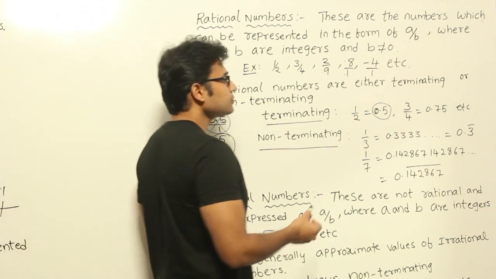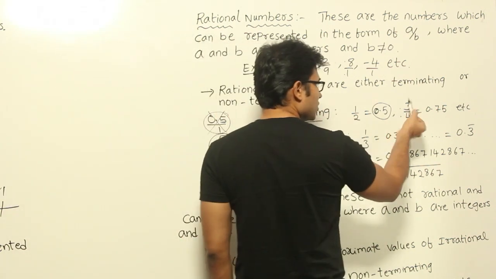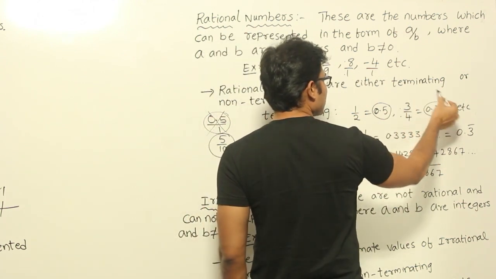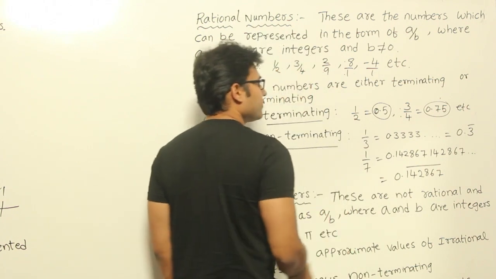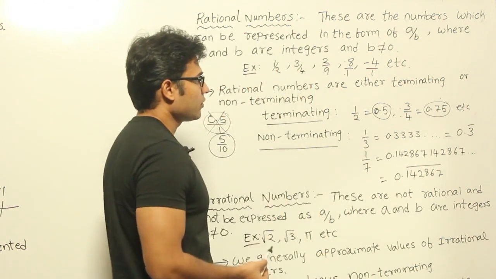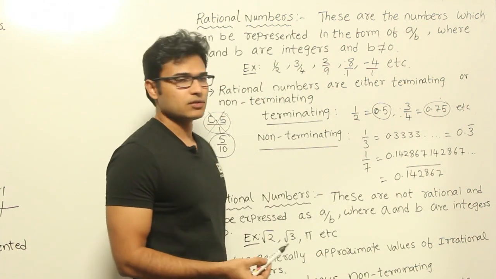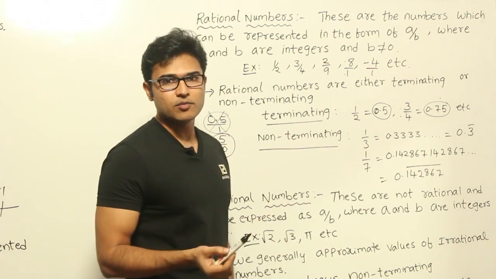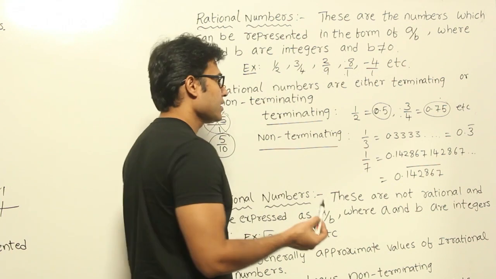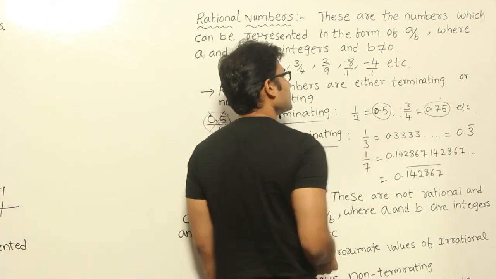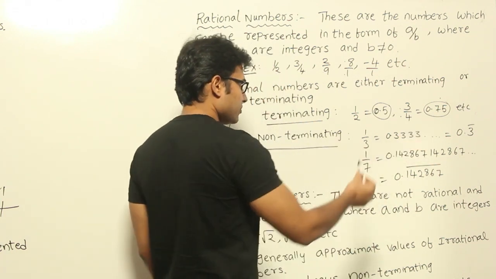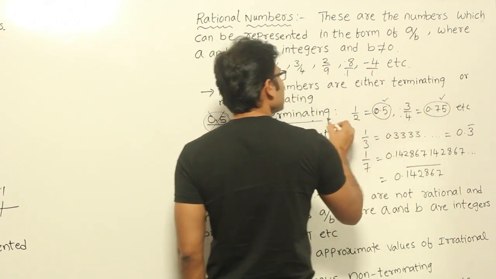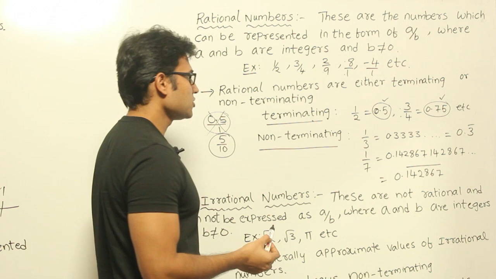Got it? And then same thing goes with 3 by 4, I mean 0.75. If you look at 0.75, again you cannot write it as 0.75 divided by 1. You could write it as 75 divided by 100, which is going to give you 3 by 4. Anyway, you are able to write it in p by q form, and so it is going to be a rational number.